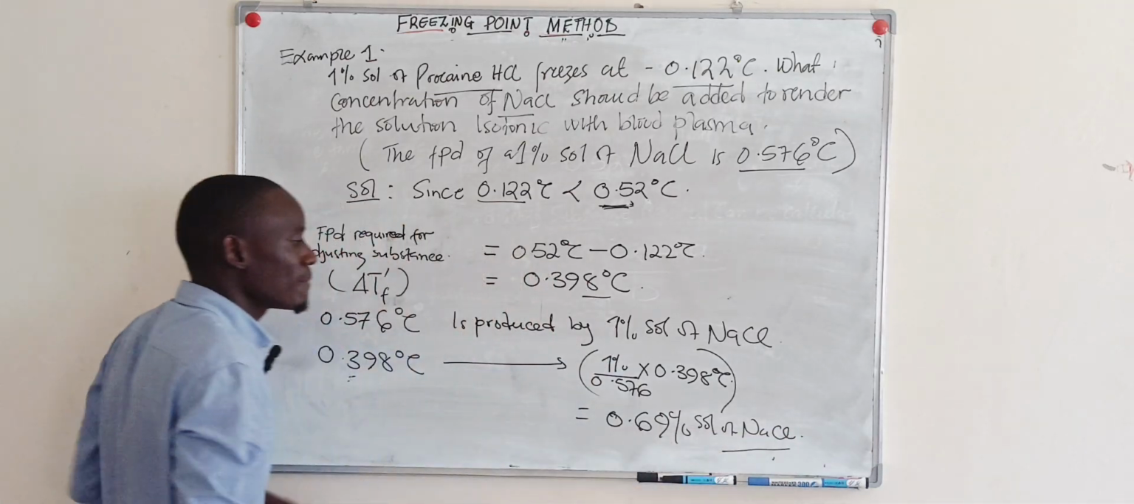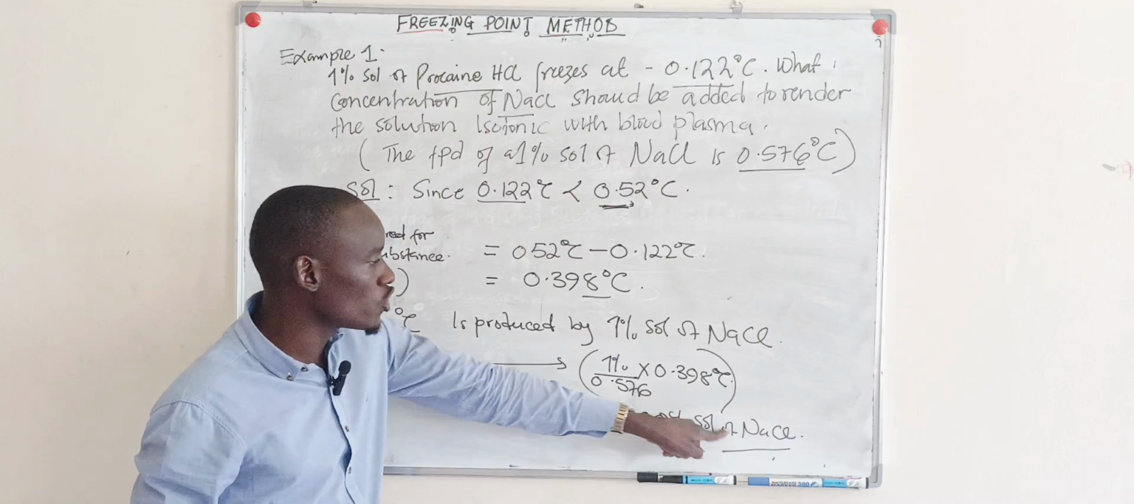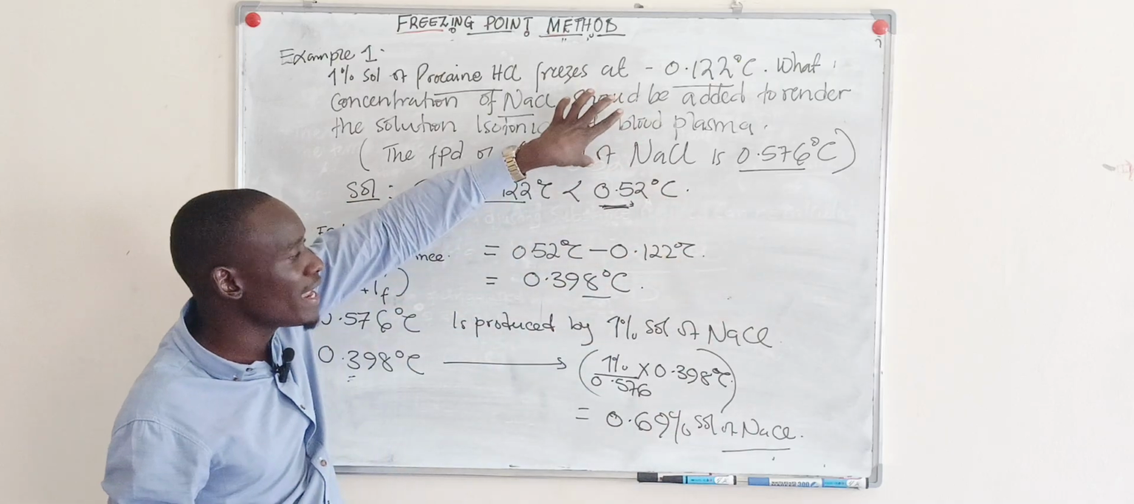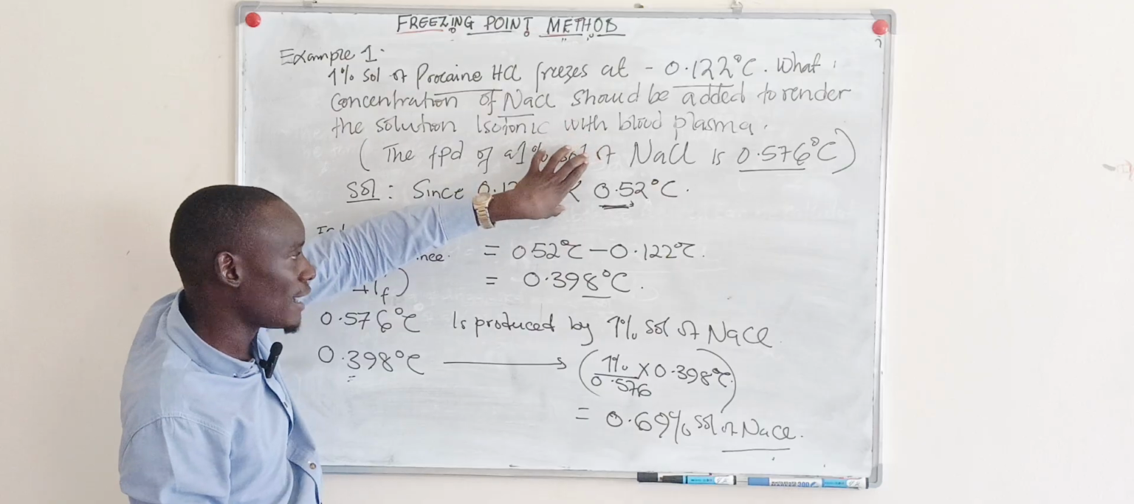That means that we need 0.69% solution of sodium chloride to render this solution isotonic with blood plasma.